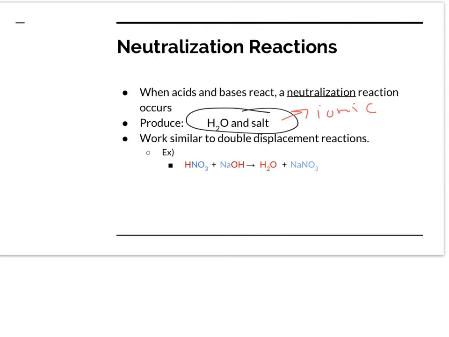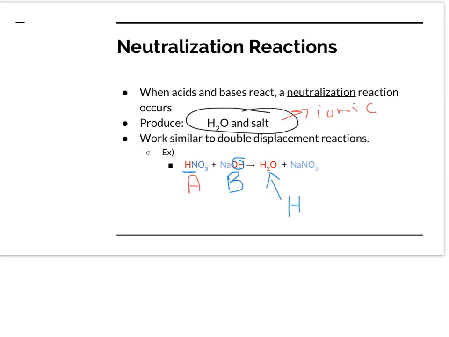So if we take a look at our example here, we have HNO3, which at this point we should be able to identify as being an acid because of that hydrogen starting in front, and we have NaOH, which we should recognize as being a base because it ends in that hydroxide. When this reaction occurs, the acidic hydrogen in my acid and the OH from my base are going to combine. When they do, they form H2O.